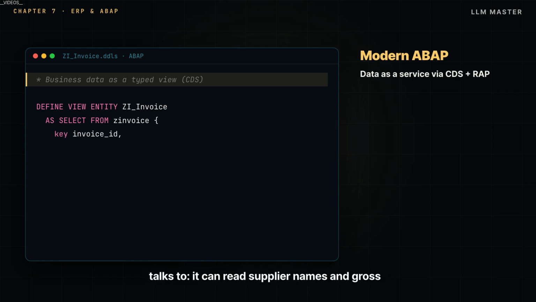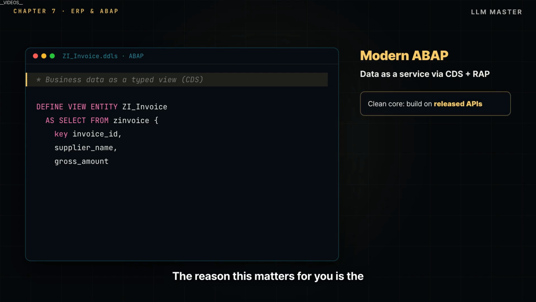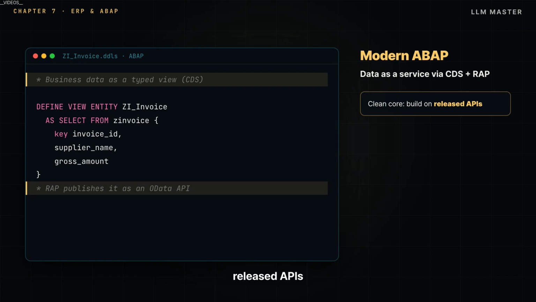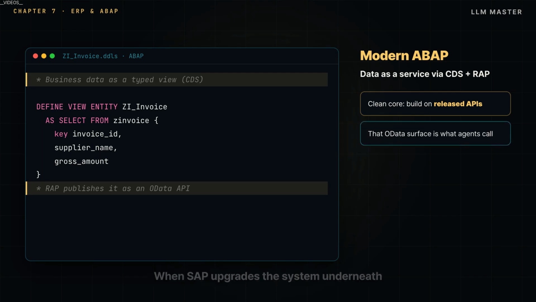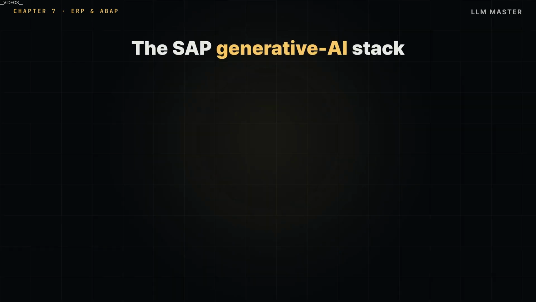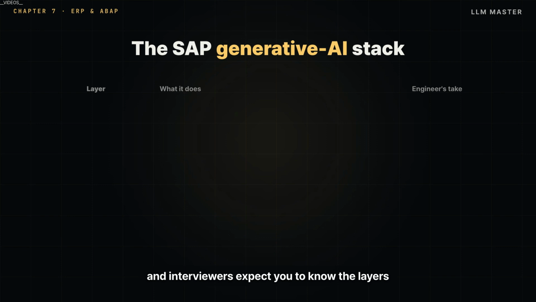It can read supplier names and gross amounts, and through RAP actions, it can trigger business logic in a controlled way. The reason this matters for you is the principle called clean core. You don't hack the standard system, and you don't bury AI calls deep inside frozen code. You expose stable, released APIs, and you build against those. When SAP upgrades the system underneath, your integration keeps working. Data as a service is the ABAP idea you'll lean on constantly. SAP has its own generative AI stack, and interviewers expect you to know the layers by name.